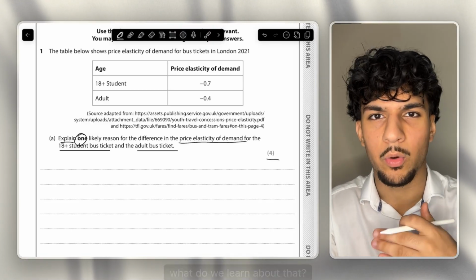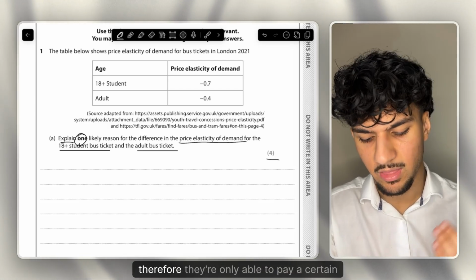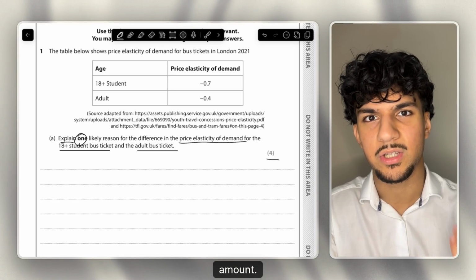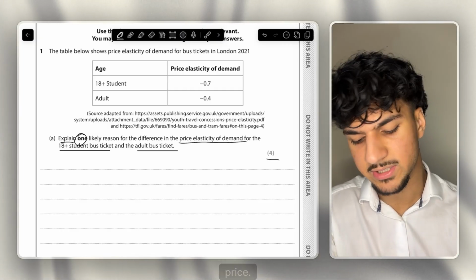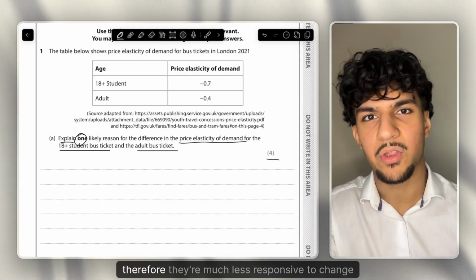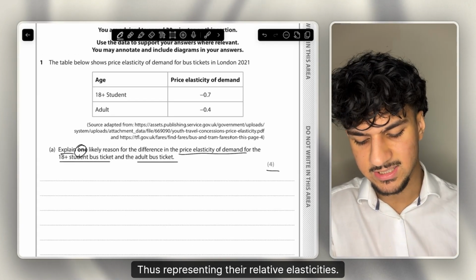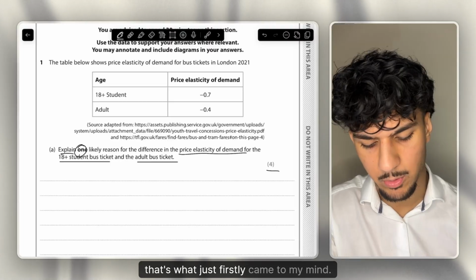And what's the theory? What do we learn about that? As under 16s have a lower income, they have less money, therefore they're only able to pay a certain amount. Therefore they're very responsive to change in price. Whereas over 16s, adults for example, they have an income, therefore they're much less responsive to change in price, thus representing their relative elasticities. But yeah, that's what firstly came to my mind.